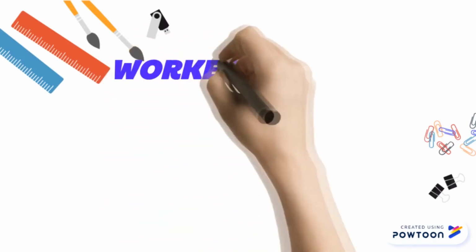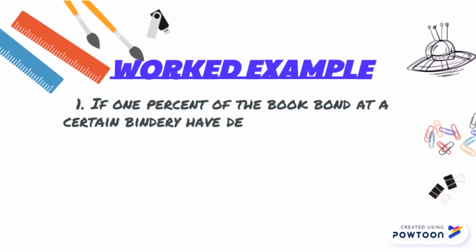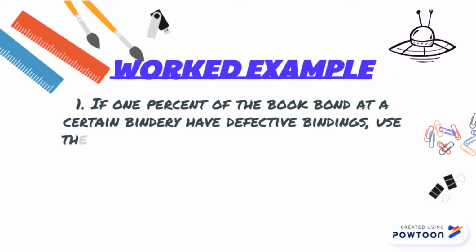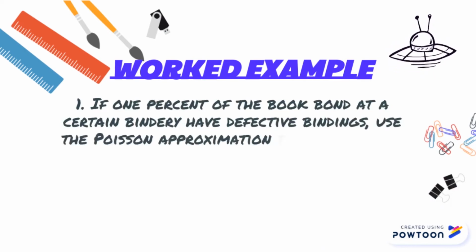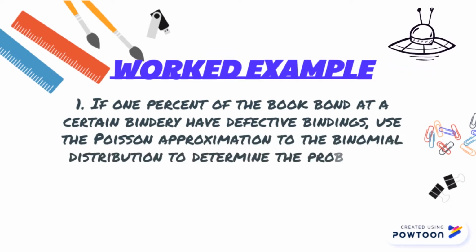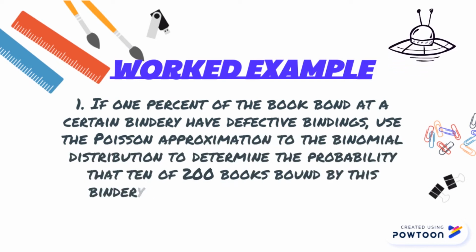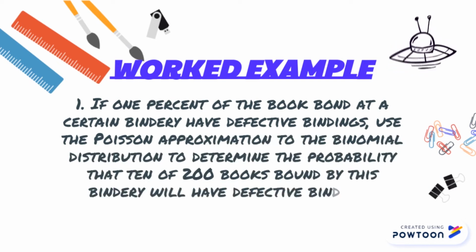Okay guys, let's move to the worked examples. Okay, first, if 1% of the books bound at a certain bindery have defective bindings, use the Poisson approximation to the binomial distribution to determine the probability that 10 of 200 books bound by this bindery will have defective bindings.